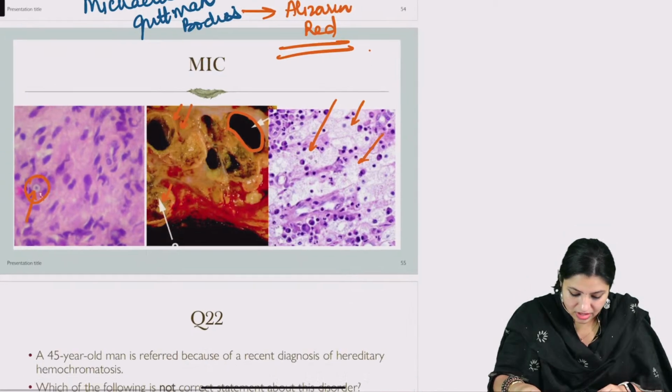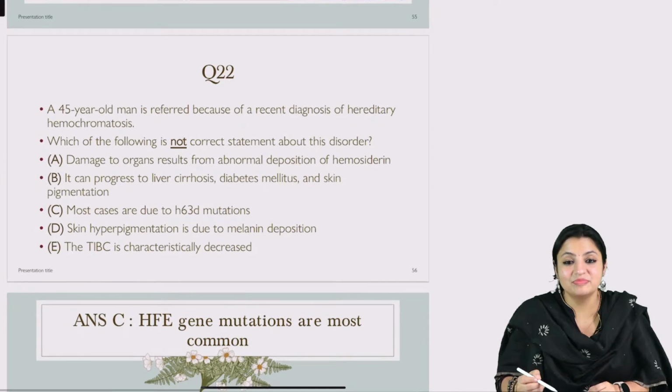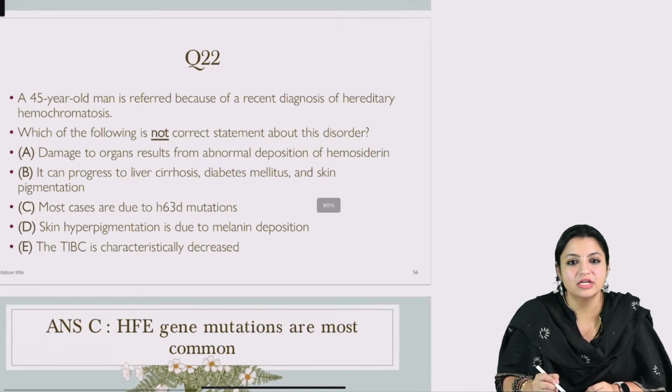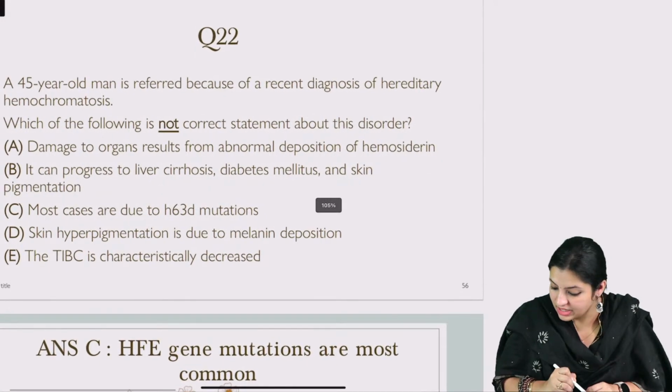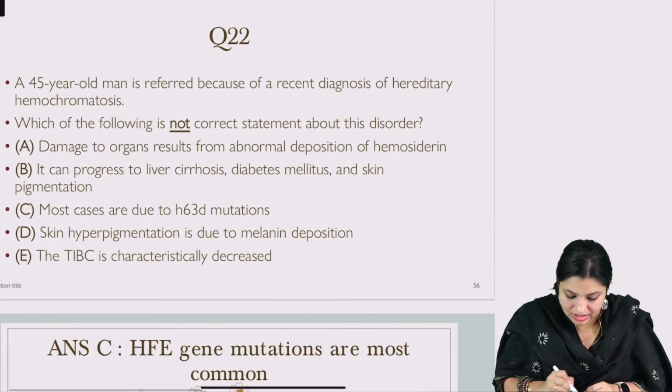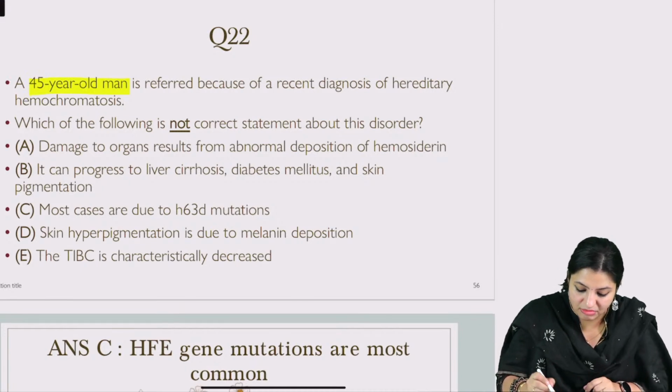Okay. So this is a 45-year-old male presenting with the diagnosis of hereditary hemochromatosis. So which is not the correct statement here? Let's see how many of you can answer this. Which is not the correct statement here? So let's go through the statements.